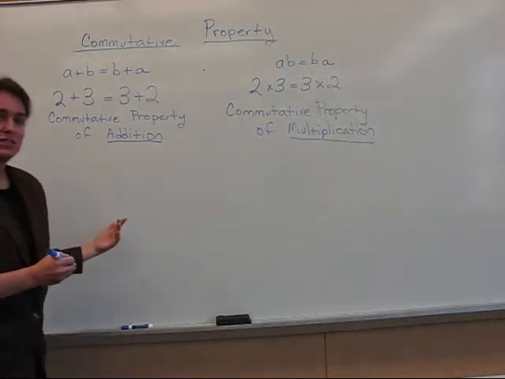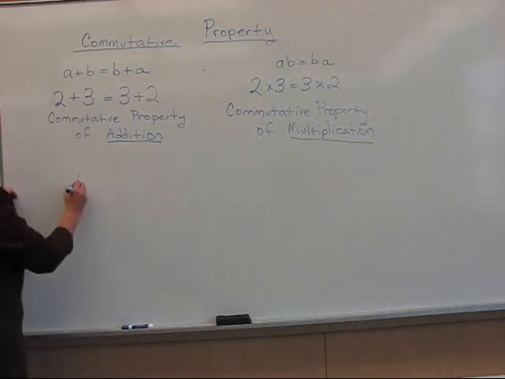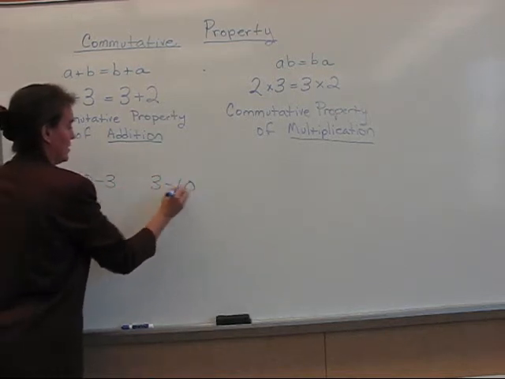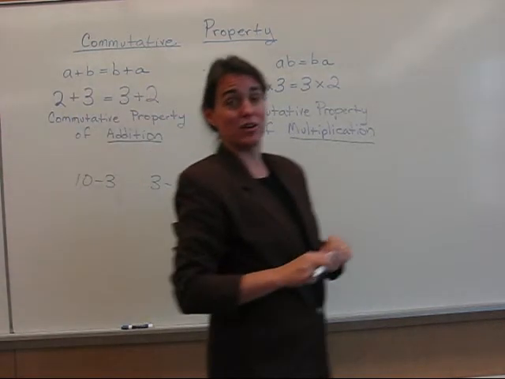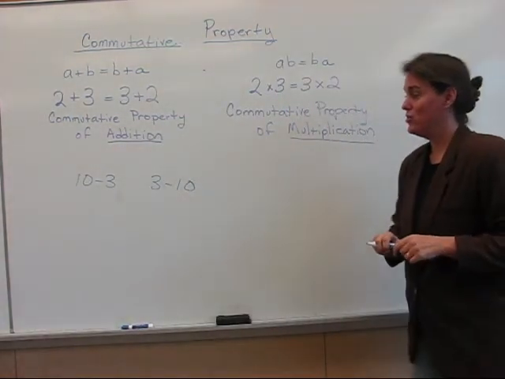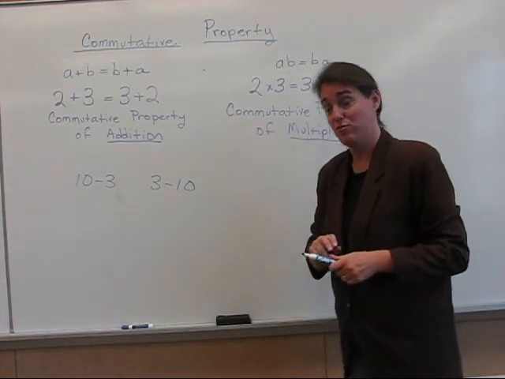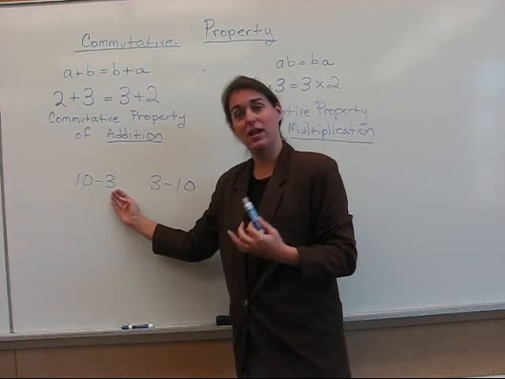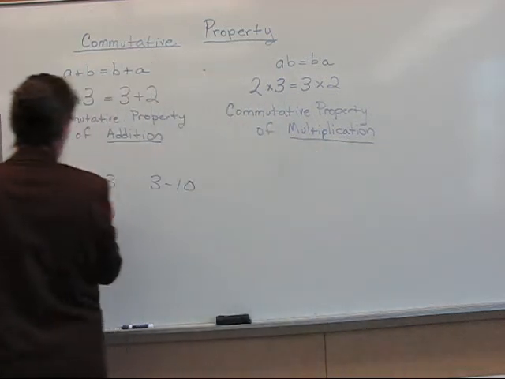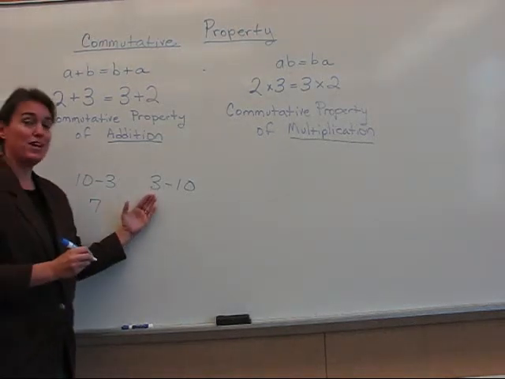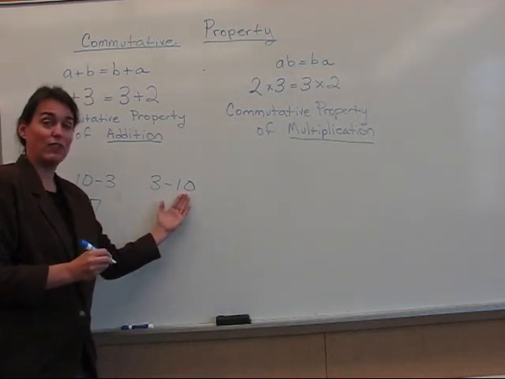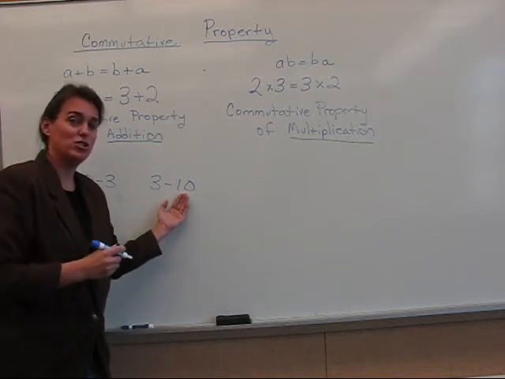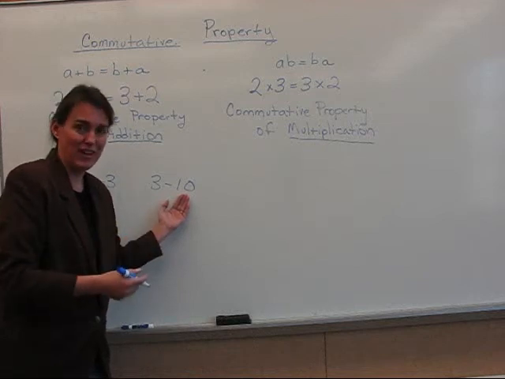Let's consider subtraction and division. Let's say we have 10 minus 3 and 3 minus 10. Do these two things give us the same answer? If you think that they do, then you've probably run into trouble with the bank before. If you have $10 in your account and you write out a check for 3, you're okay. You still have $7 left. But if you only have $3 in your account and you write out a check for 10, you're probably going to get a letter from the bank telling you that they've charged you a fee for overdrawing your account.